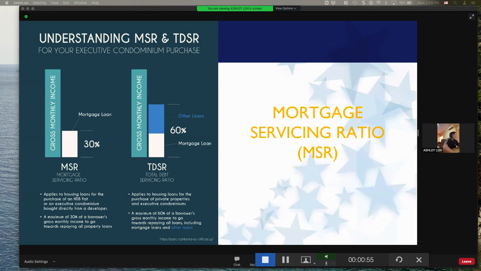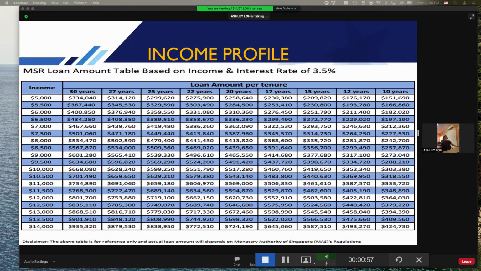For income profile, generally if the combined income of the client is, let's say, maybe 5,000 and they're very young, they just graduated, just started their job, for 30 years, you can see on the top left-hand corner, they can only borrow 334,000. And if you take into account ECs nowadays at 1.2 million, it only means they need to come up with about 900 thousand to $1 million down payment.